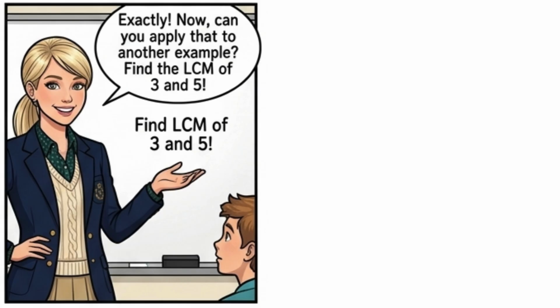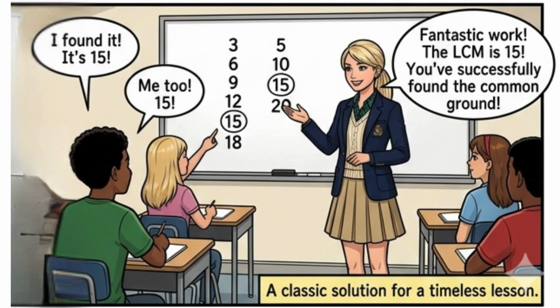Exactly! Now, can you apply that to another example? Find the LCM of 3 and 5. If we list the multiples, for 3 we have 3, 6, 9, 12, 15, 18. For 5 we have 5, 10, 15, 20. Fantastic work! The LCM is 15. You've successfully found the common ground.